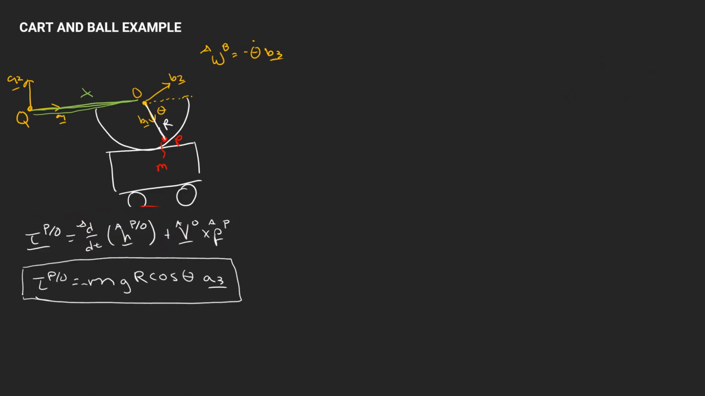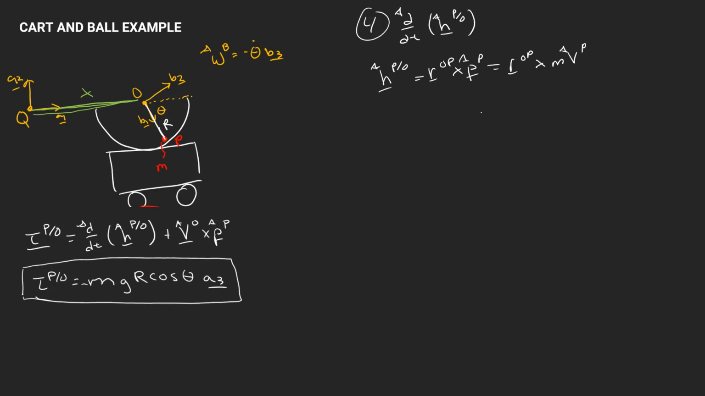So now that I've cleared some space, we can now write out our second term, which is the derivative of the angular momentum of P about O in frame A. So we start by just first calculating the angular momentum. And that is equal to ROP crossed with the linear momentum of P in frame A, which we can write out as ROP crossed with M times the velocity of point P.